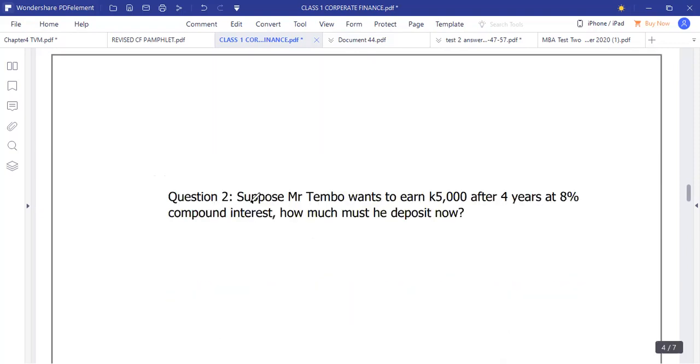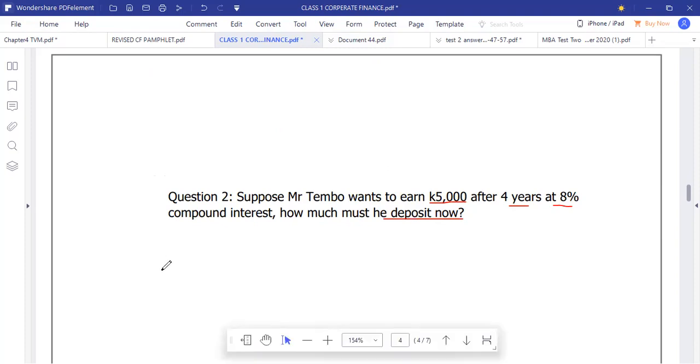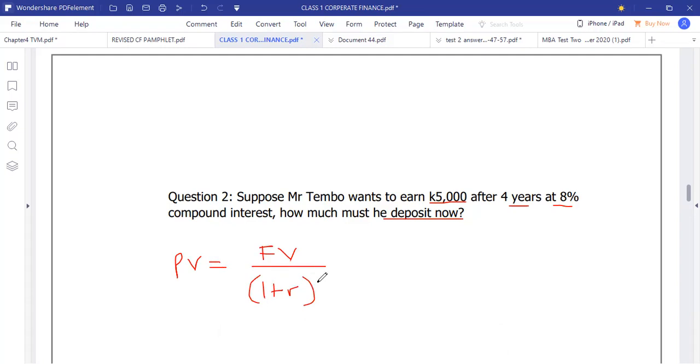time value of money. Question 2, Mr. Tembo wants to earn 5,000 after 4 years at 8% compound interest. How much must he deposit now? What are they looking for? It's the present value. And what's the formula for the present value? Future value over 1 plus R to the power time.